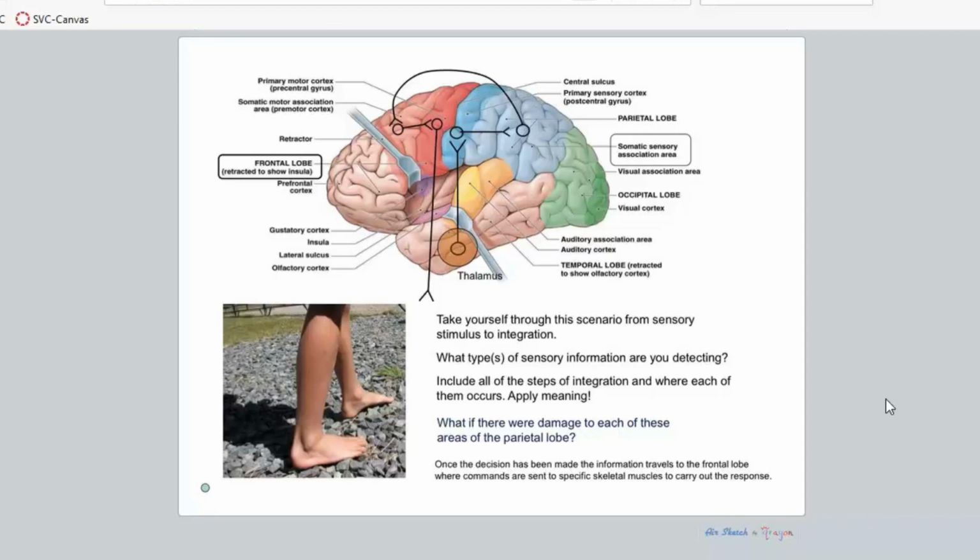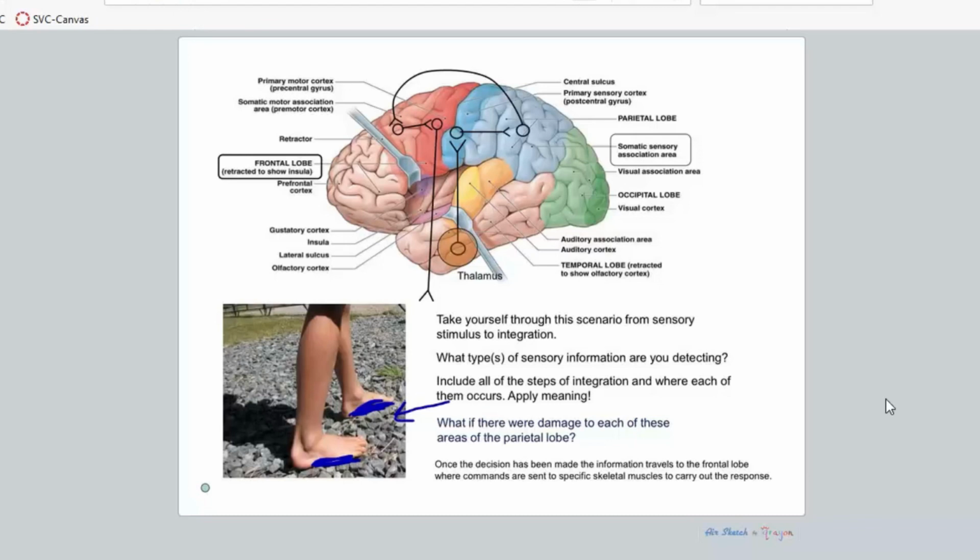All right, and so this is an example of a scenario that I'd like you guys to be able to deal with here. Here we have somebody walking over rocks, and they look like sharp rocks. It also looks like it's sunny out, and this kid, we'll say, is going barefoot. I want you to go through this scenario and talk about the sensory information that's being generated on the feet and where that sensory information goes to be integrated.